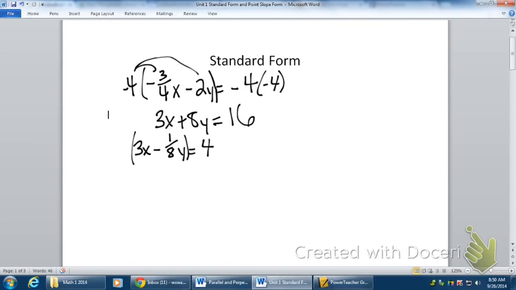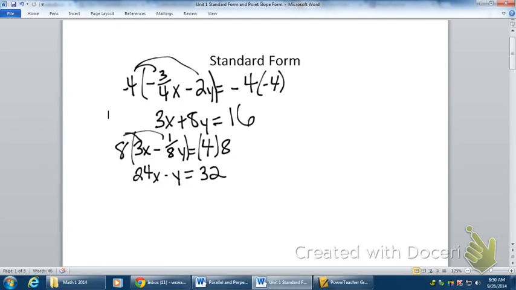So, to get rid of this fraction, we need to multiply both sides times 8. Okay? 8 times the 3x is going to give me a what? Good. If you distribute the 8 times the 1/8, all that's just going to leave is a 1y. So I'm just going to write it as y. 8 times 4 gives me what? 32. Yes, 32. So now we are in standard form. Is it plus 1y or is it take away?